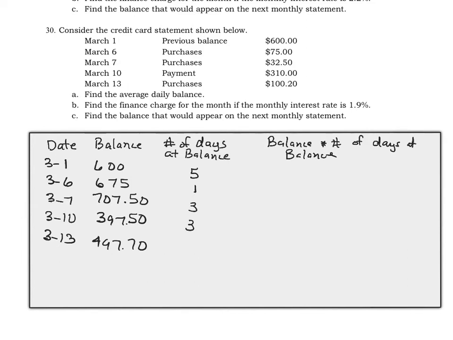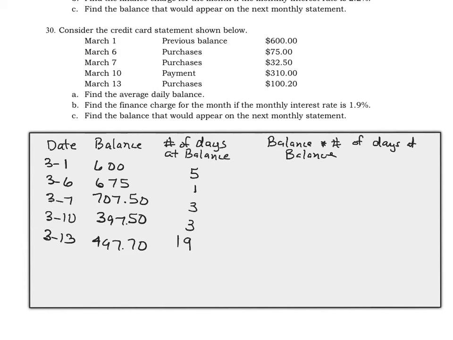And the poem that I always remember, 30 days has September, April, June, and November. March wasn't in that poem, so it has 31 days. So to get the number of days from the balance of March 13th to when that bill is due, you take 31 minus 5 minus 1 minus 3 minus 3, and you'll get 19. It's always a good idea to add these numbers up and make sure that you would get 31 in this case, which is what we need.